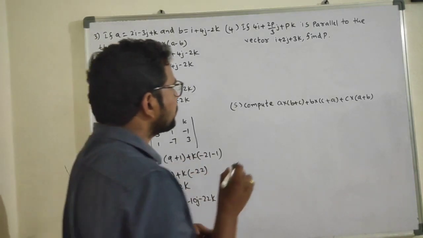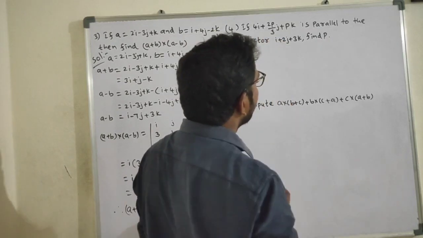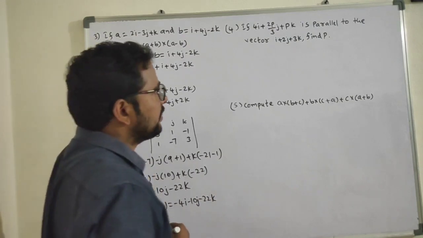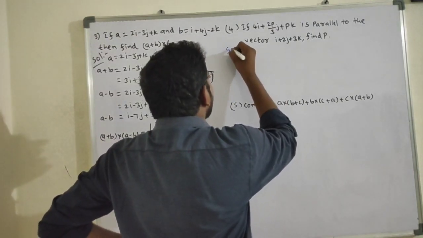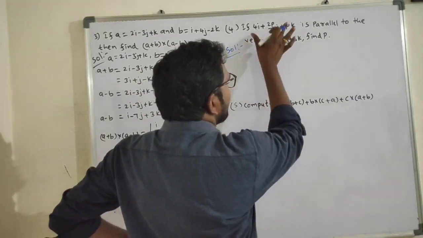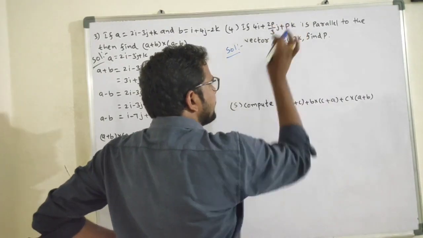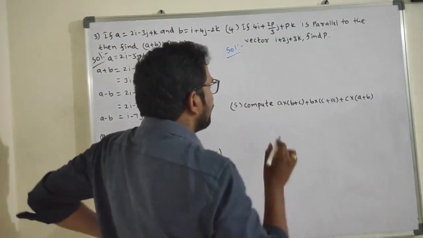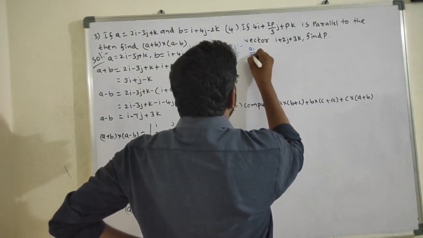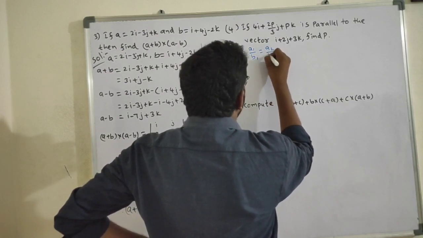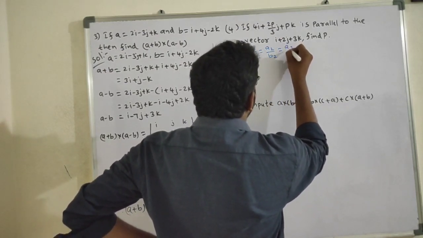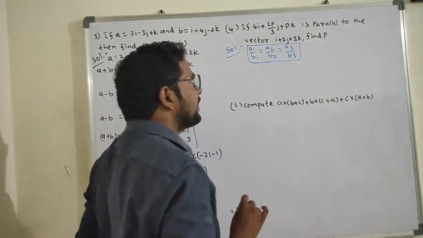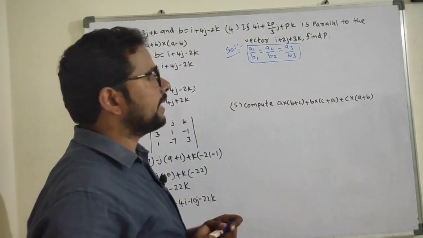Now see the fourth one. If 4i plus (2p by 3)j plus pk is parallel to the vector i plus 2j plus 3k, then find p. So we have one important condition, the parallel condition. If the vectors a1i plus a2j plus a3k and b1i plus b2j plus b3k are parallel, then the condition is a1 by b1 is equal to a2 by b2 is equal to a3 by b3. This is the condition for parallel lines, parallel vectors.